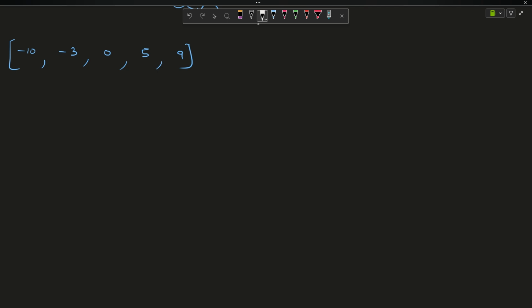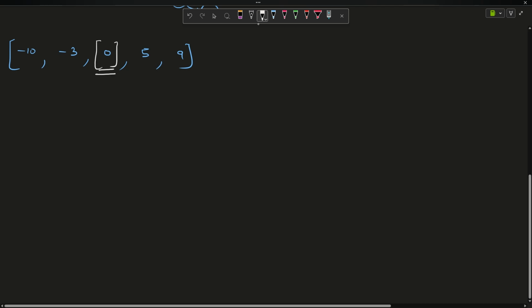If I want to make a height balanced tree, it is for sure that I will try to use this as my root value, because this is in the middle. I know that these two will lie on the left, these two will lie on the right, so it is very much probable that if I try to make a BST out of this with this element as root, then it is going to be height balanced. So what will I do? I will place 0 here.